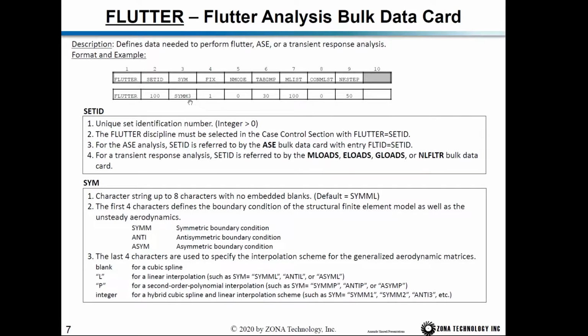And this ID can be negative. Recently, we added a PK method option. In the Flutter module, usually if the ID is positive, you use the G method to solve the Flutter equation. If you put a negative sign in this ID, you are going to use the PK method to solve the Flutter equation. As for SYM, it is either SYM, ANTI, or ASYM. This is for symmetric boundary condition modes, this is anti-symmetric modes, and this is asymmetric modes.